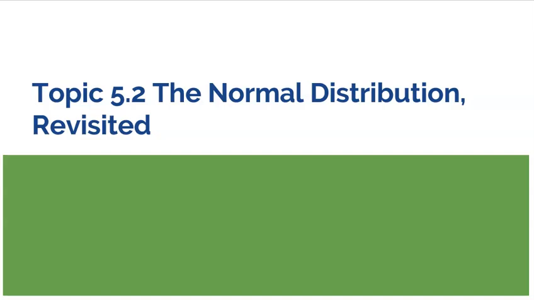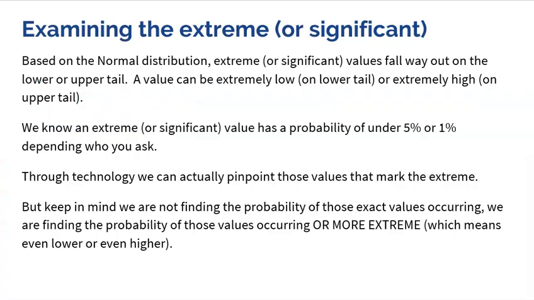Remember, this video is really focusing on how we can use the normal model to help us find probabilities if a distribution follows a normal model. So now we want to talk about examining the extreme or the significant. Remember, this is a pretty big topic as we move forward. Based on the normal distribution, extreme or significant values fall way out on the lower or upper tails. A value could be extremely low or extremely high.